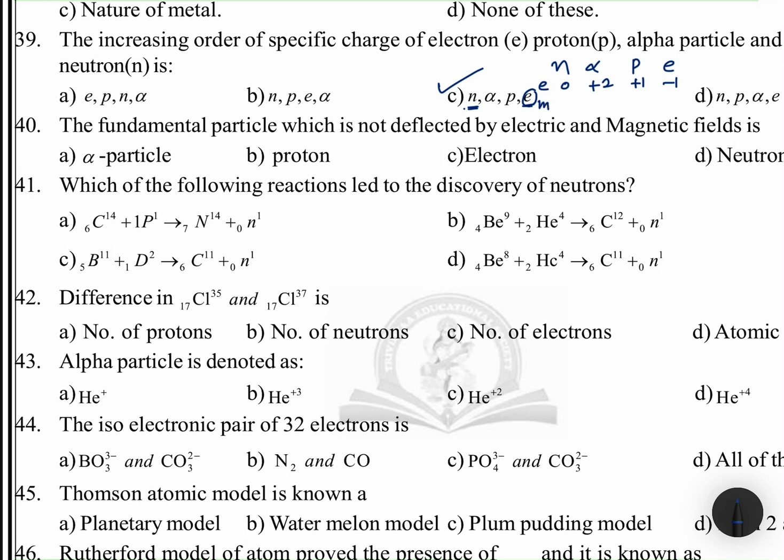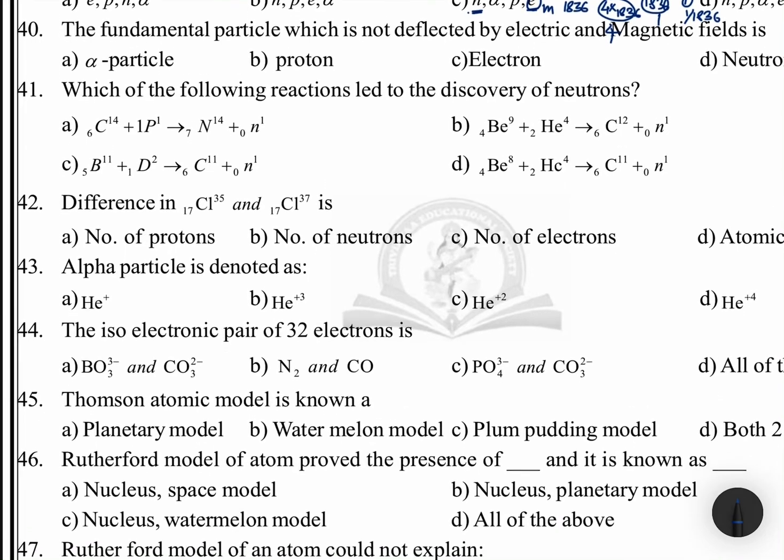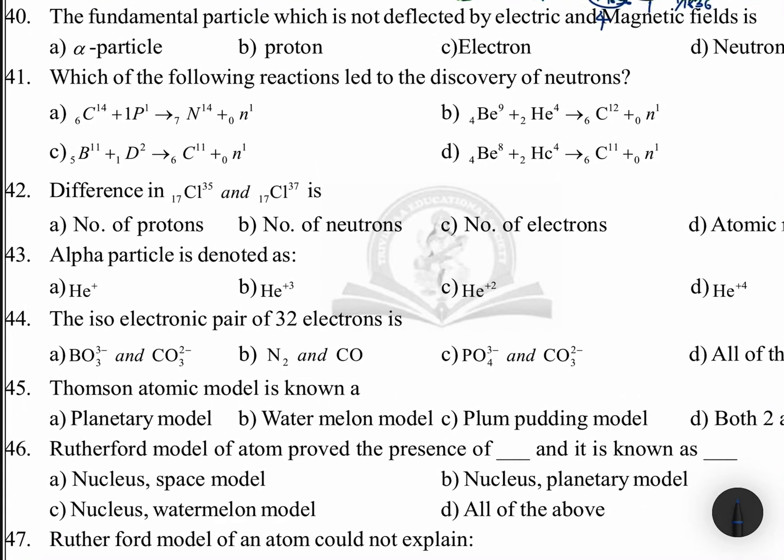Masses: if you take the proton, mass is 1836. For the alpha particle, this will be 4 × 1836 because it is a helium particle. The neutron is again 1836. And the electron is 1, or simply 1/1836 times. This is 1 time, this is 4 times. So obviously neutron is the least, and if you compare alpha and proton, alpha is less. Very standard question. I think very long back it was asked in IIT, a previous IIT question.